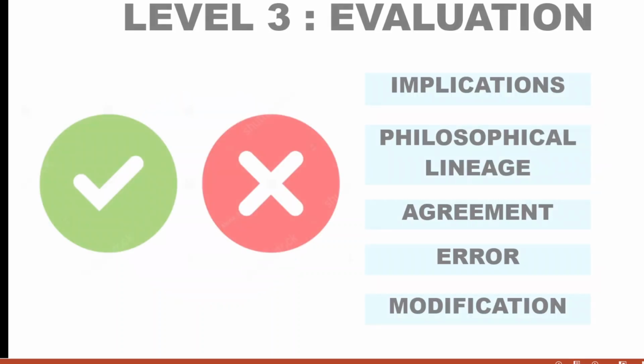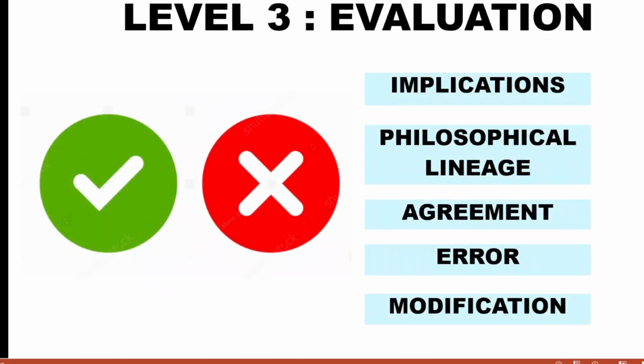Then the last part is level 3, evaluation. So what are the implications in the long term, in the future, if we use the same methods that we are using based on a particular theory? What will it lead to? What will be the consequences? Philosophical lineage: what kind of philosophical system the theory belongs to. What were the philosophical premises of the author? We have to infer that.